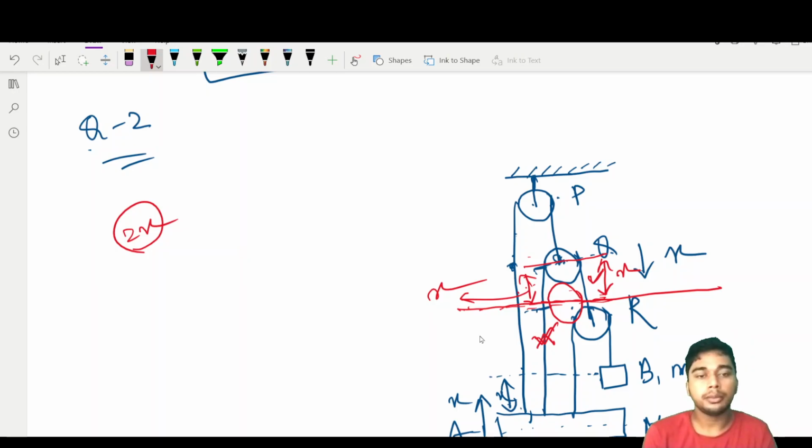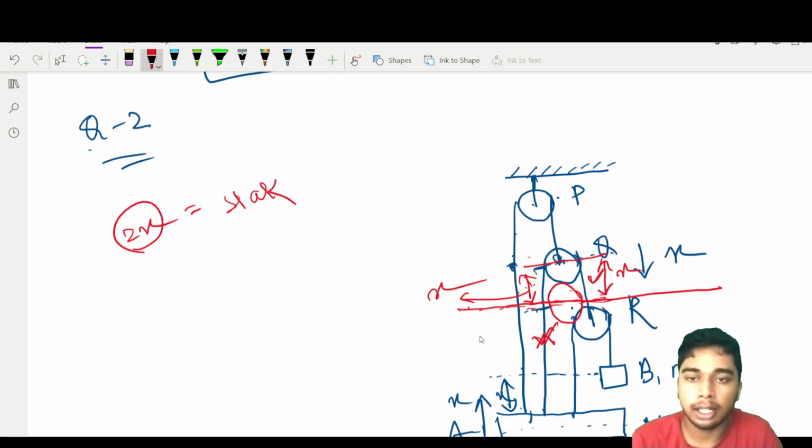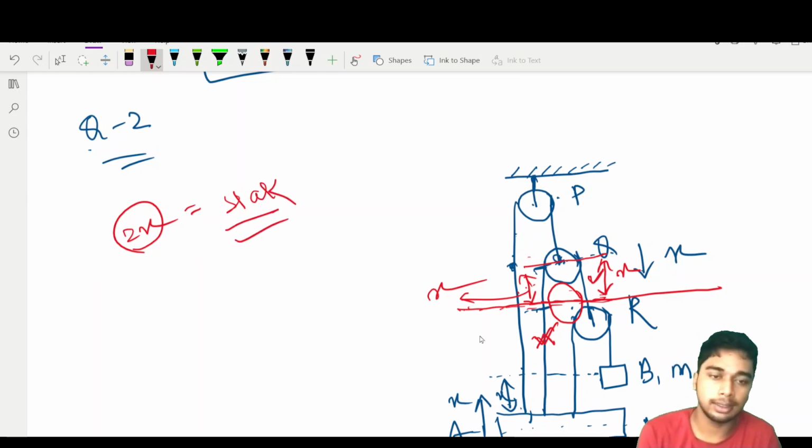Then I will consider this one as a slack. How much slack is there? If slack is present, then tension will be zero, and everything will get complicated. So I don't need any slack. I have to remove this one. So slack is this one.